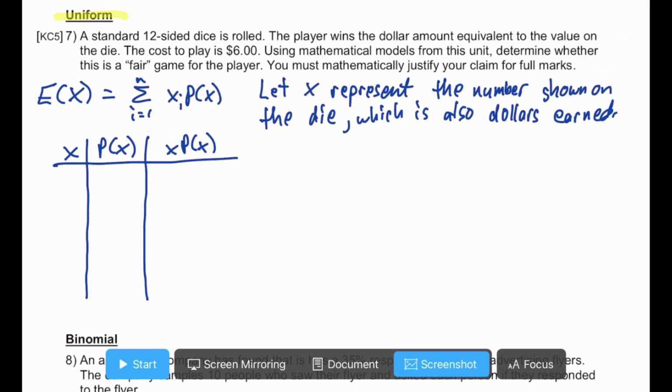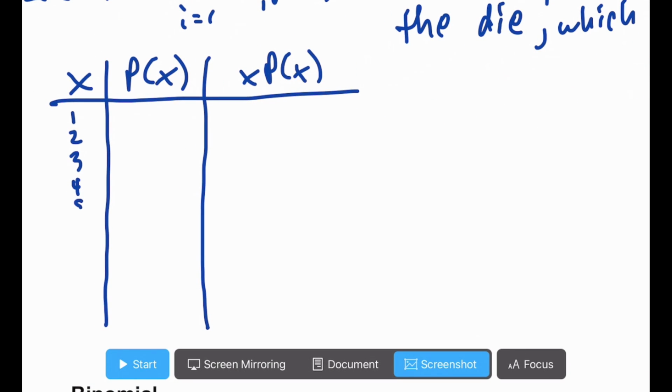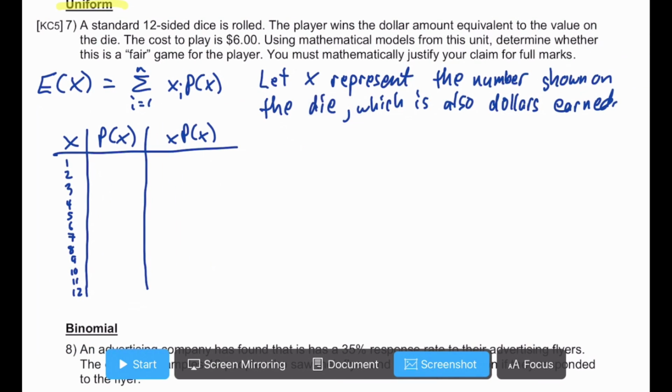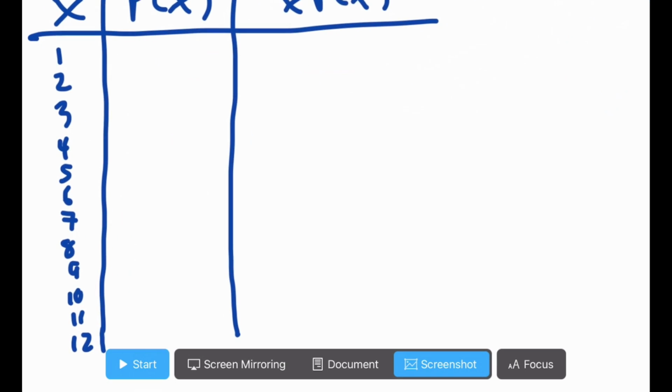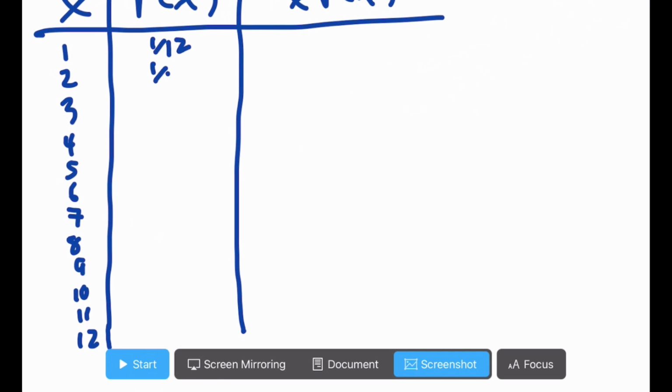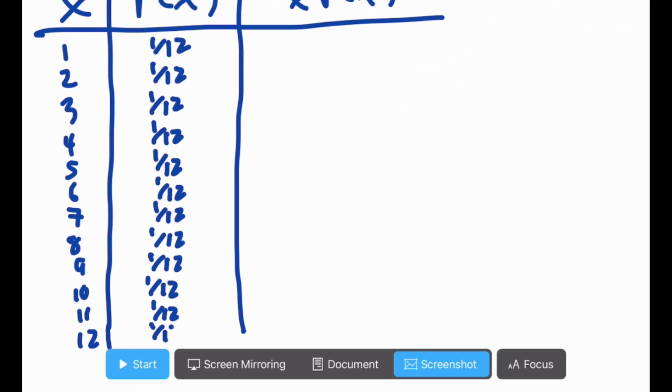So we know that our possible values for a 12-sided die are 1, 2, 3, 4, 5, 6, 7, 8, 9, 10, 11, and 12. What is our probability? Well, it's a die, so we know from previous experience and just general discussion that there's a 1 in 12 chance of winning. We also know this is a uniform distribution. All the probabilities are going to be the same. So in each row, the chance of winning is 1 out of 12.